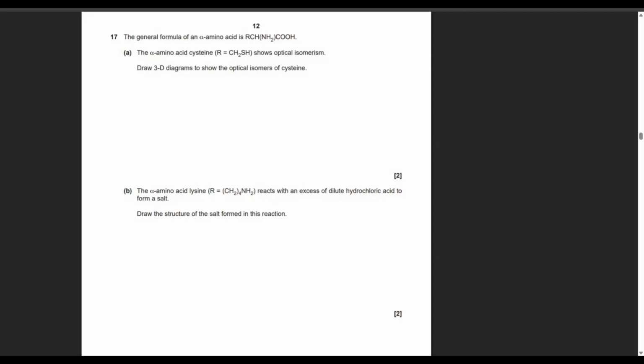All done. Okay, welcome to Let's Get to the Marks. I'm going through an A-level chemistry walkthrough question on amino acids. So let's get into it.